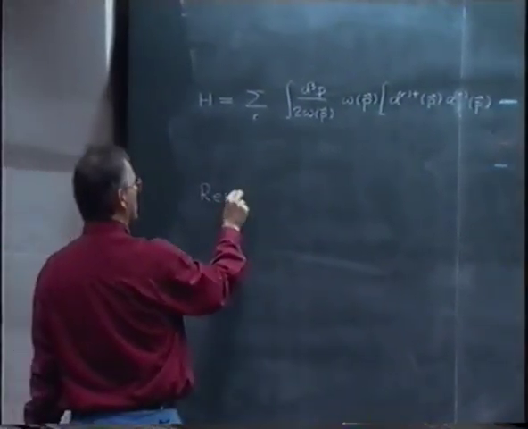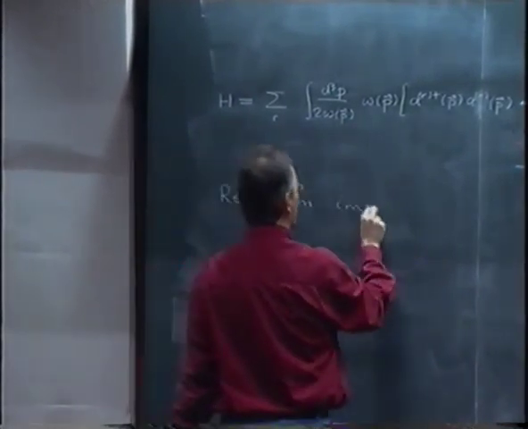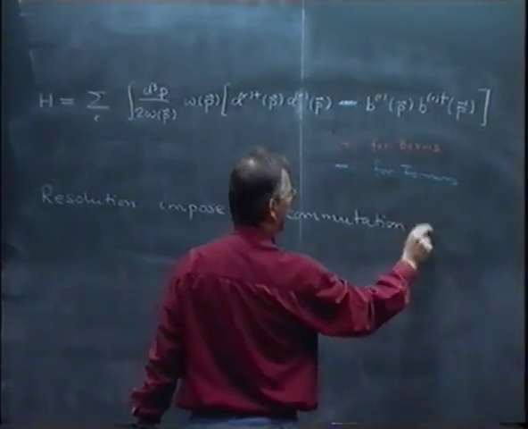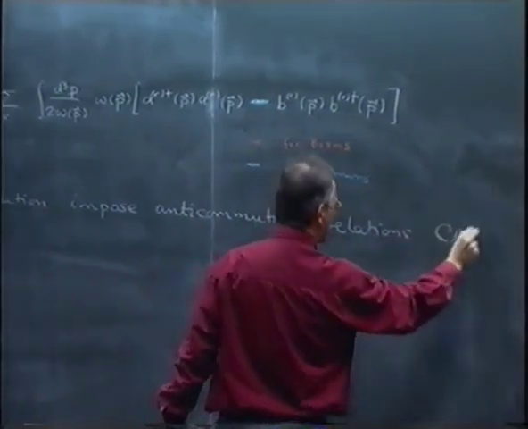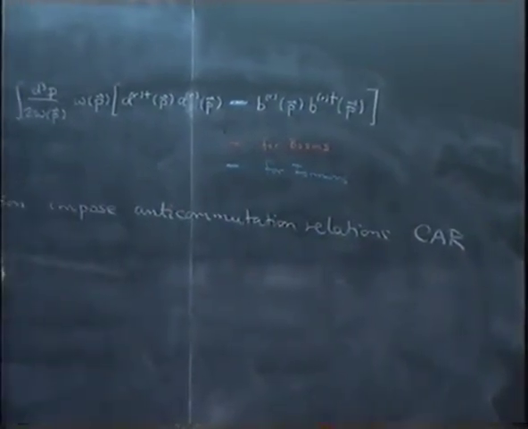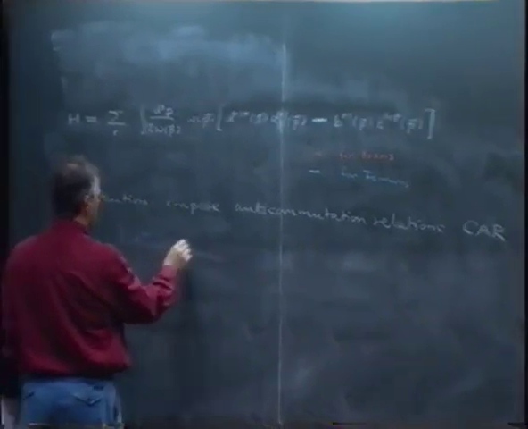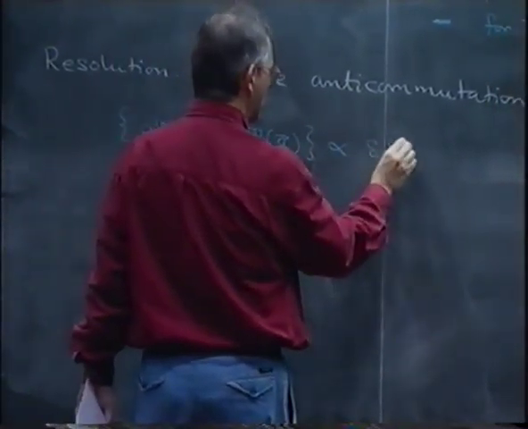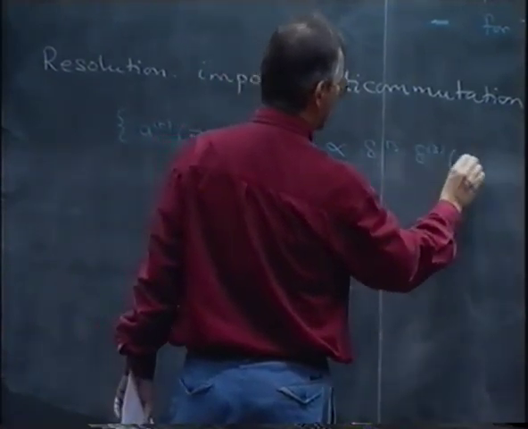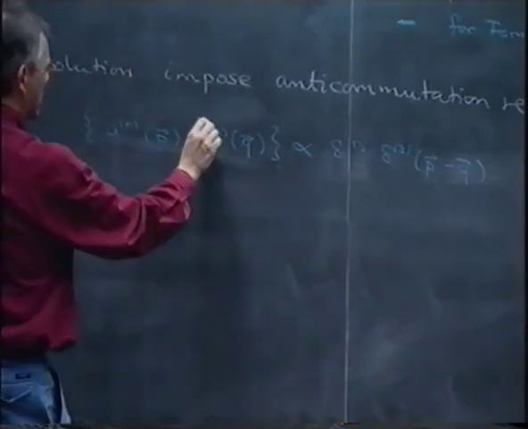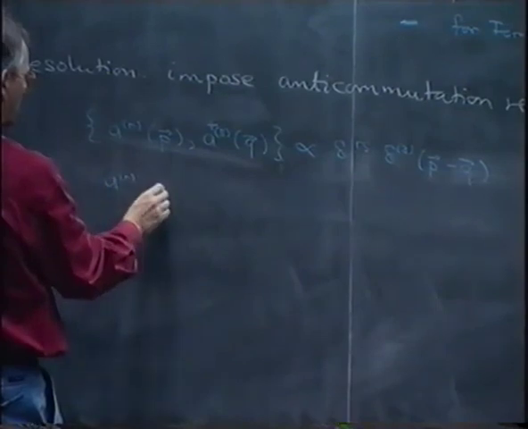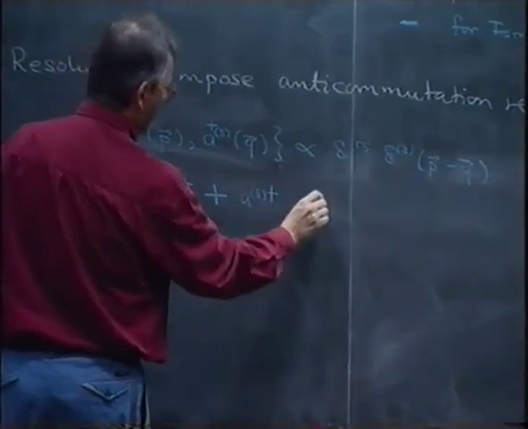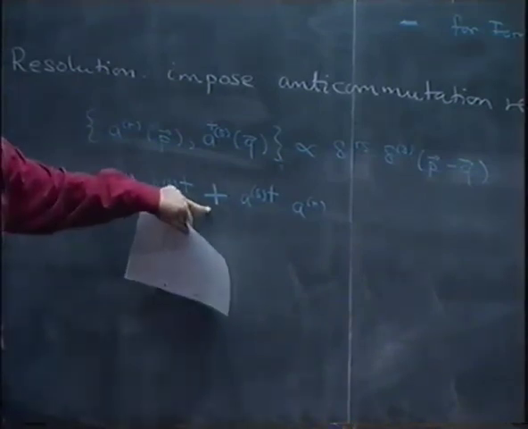And the only resolution of this dilemma is to impose anti-commutation relations. This is called canonical anti-commutation relations. In particular, we require that a_r of p, a_s dagger of q is proportional to, factors don't matter, delta_rs, delta^3 of p minus q, where this means a_r a_s dagger plus a_s dagger a_r. So here we have a plus sign instead of a minus sign for the commutator.